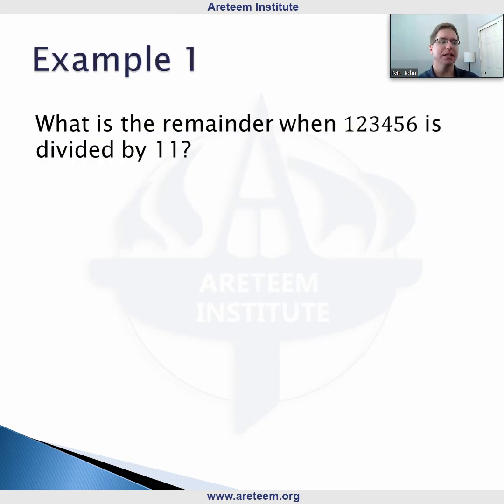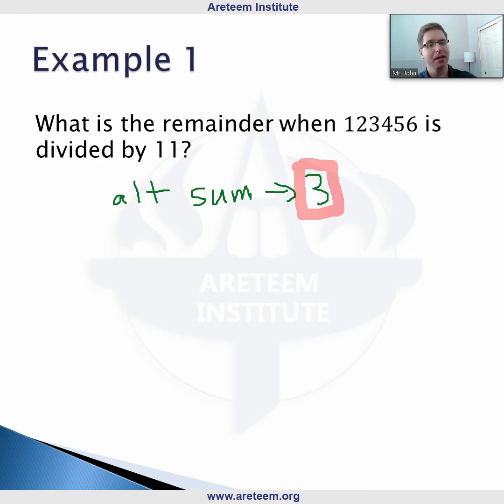Of course, we could do this with the example we just did. What is the remainder when 1, 2, 3, 4, 5, 6 is divided by 11? We already saw that the alternating sum was equal to 3. So that's our answer. It's as simple as that. We do the alternating sum, 6 minus 5 plus 4 minus 3 plus 2 minus 1, and that number gives us the remainder when 1, 2, 3, 4, 5, 6 is divided by 11. So the number itself is not divisible by 11, but 1, 2, 3, 4, 5, 3 is divisible by 11. It tells us a lot of information in this case.